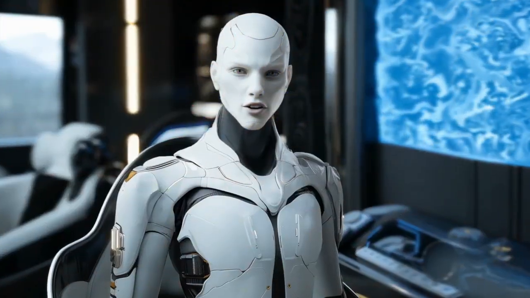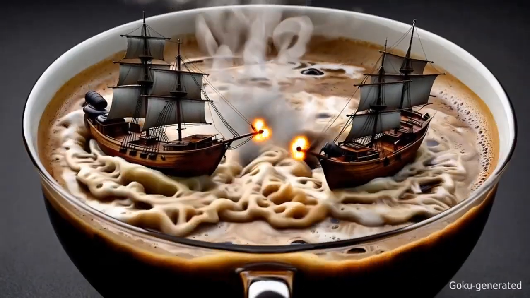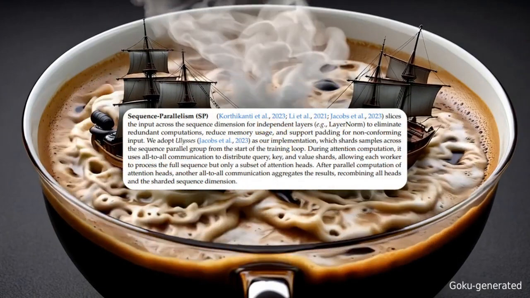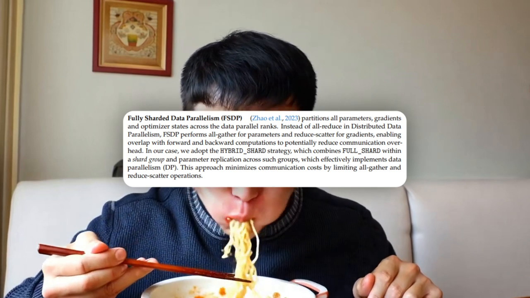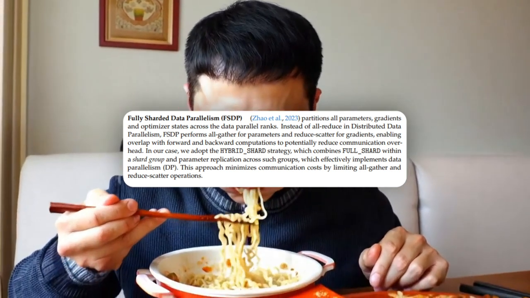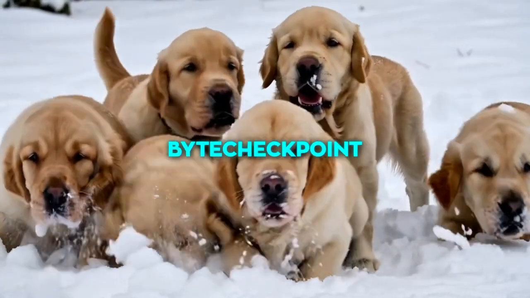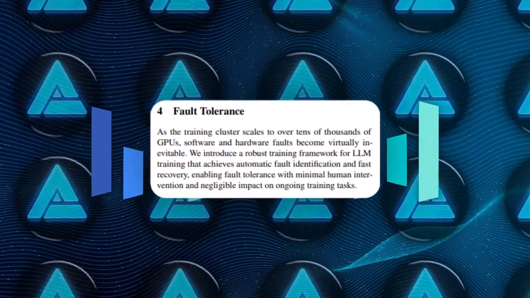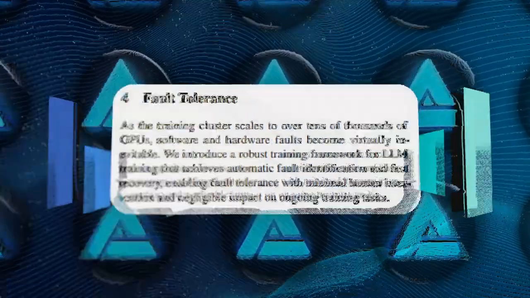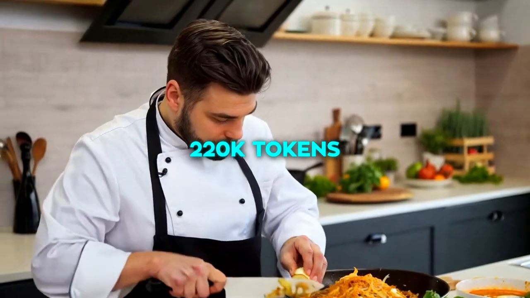Another significant factor is the infrastructure ByteDance uses to train it. They rely on advanced parallelism strategies such as sequence parallelism, spreading sequences across GPUs, fully sharded data parallelism, splitting parameters and gradients across data parallel ranks, and fine-grained activation checkpointing, which cuts down memory usage. There is also ByteCheckpoint for quick saving and loading of training states, plus fault tolerance from MegaScale that detects system failures and resumes large-scale training with minimal downtime. These methods are critical for a model that can handle long sequences exceeding 220,000 tokens.